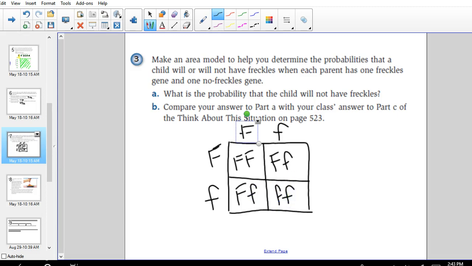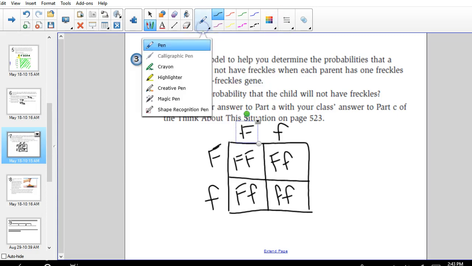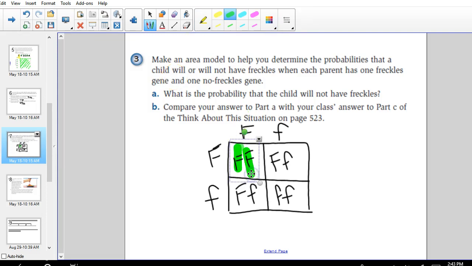So assuming that this is a dominant gene here, that would mean if the child has the freckles gene, he or she will have freckles. So here, this square and the square all represent a child with freckles. The two little f's would be the child that has no freckles. So the question says, what's the probability that the child will not have freckles? In this case, that would be 1 out of 4. And then B's asking to get back something that we did. Okay, this is used a lot in biology.